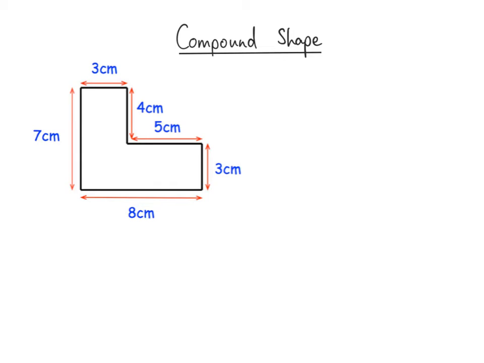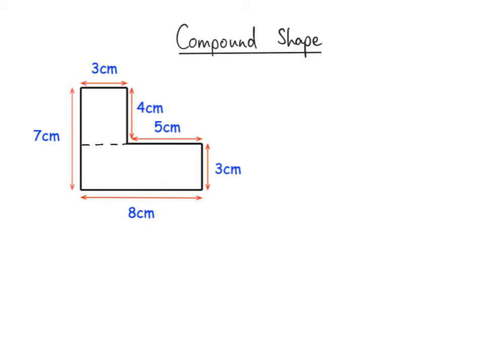Now, when I find the area of this shape, I'm going to split it into 2 rectangles, find the area of each rectangle, and then add them together. But there are different ways of doing this. There's actually 3 different ways of doing it. I'll do one in detail, then I'll very quickly go through the other 2. So the first one is to split the shape into 2 rectangles. I'm going to choose to split it there.